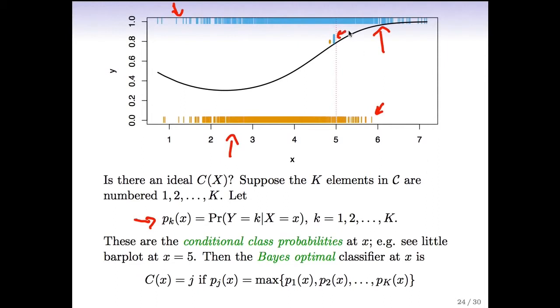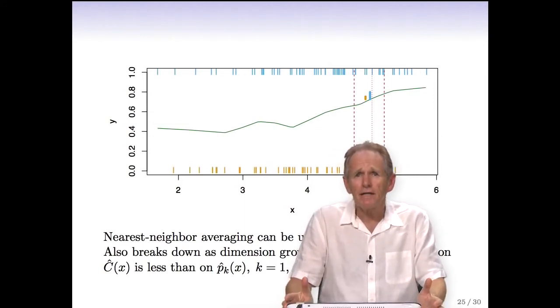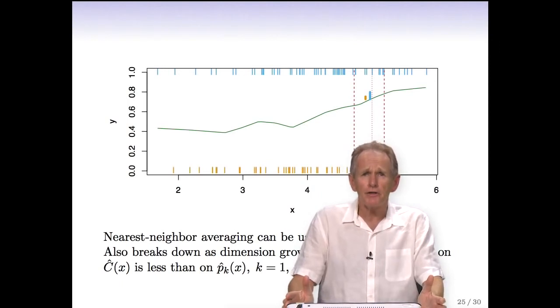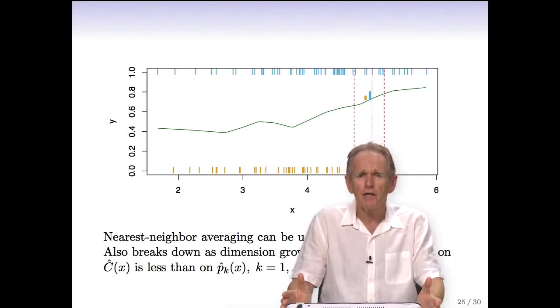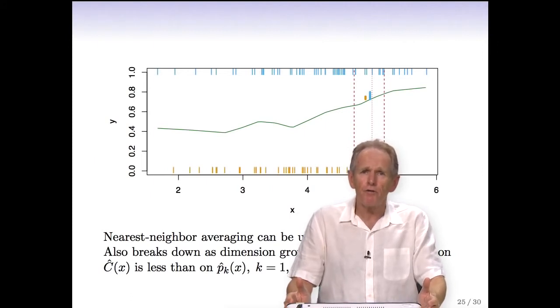This is exact in the population, and here it is estimated with the nearest neighbor average. So here we've done the nearest neighbor classifying in one dimension, where we can draw a nice picture. But of course, this works in multiple dimensions as well, just like it did for regression.